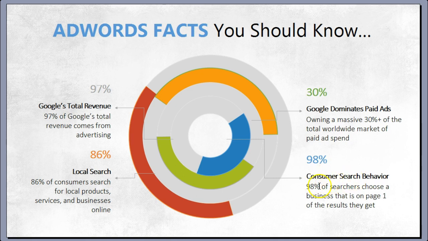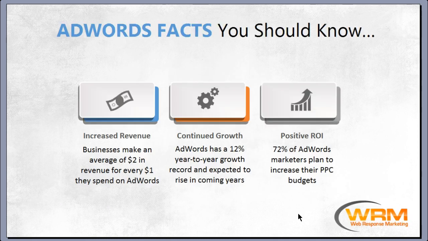We're going to see here that 90% of searchers choose a business. Again, this is important for you. They choose a business that is on page 1 of the results they get. Rarely do they go to page 2, even page 3 or 4. They would very rarely click on those results. So being on the first page is the name of the game here, what we're trying to accomplish, our target with Google.